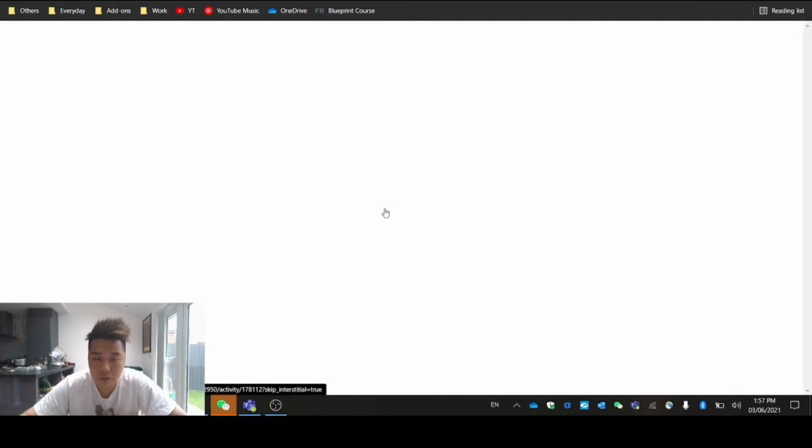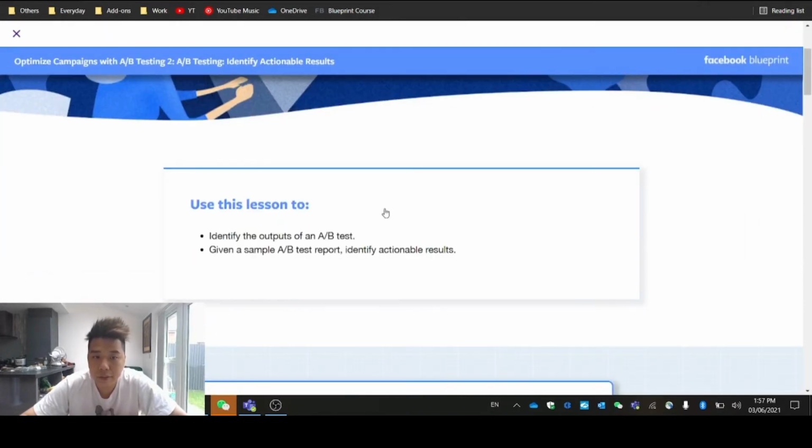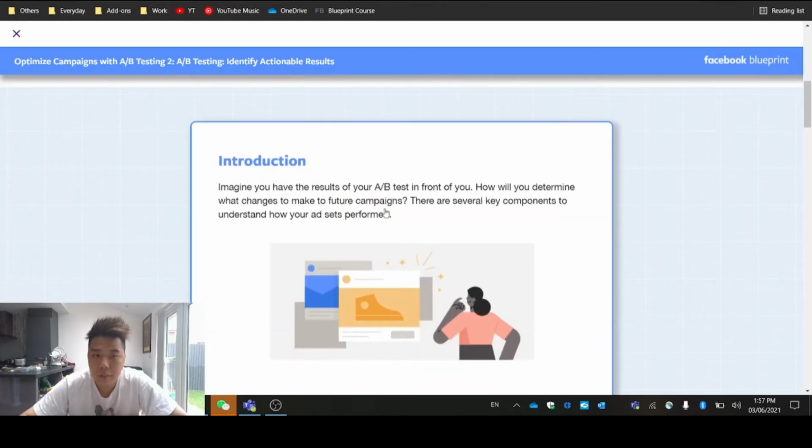Identify actionable results. Imagine you have the results of an A/B test in front of you. How would you determine what changes to make to future campaigns? There are several key components to understand how your ad set performs.